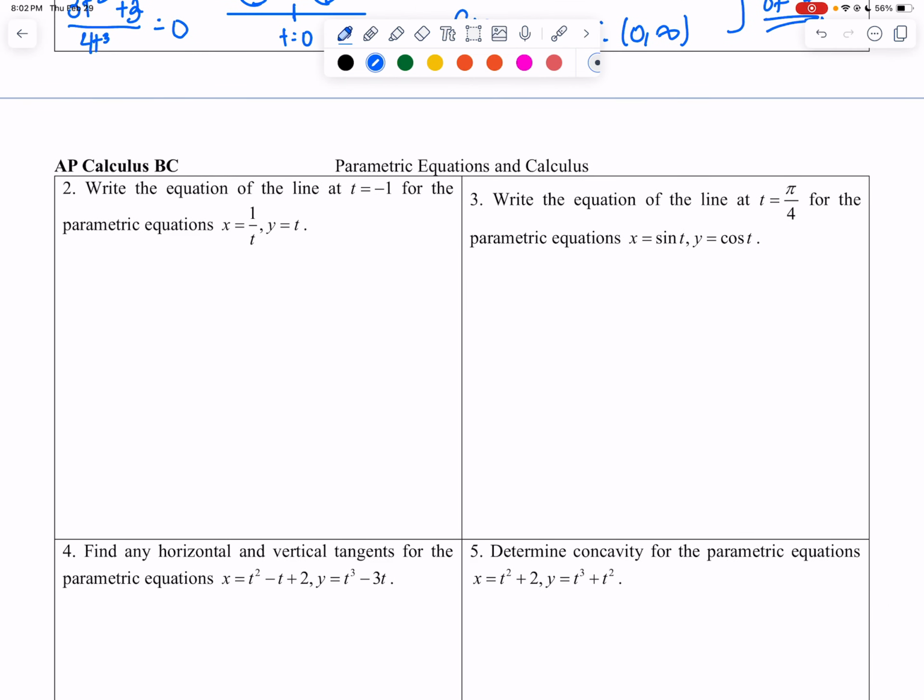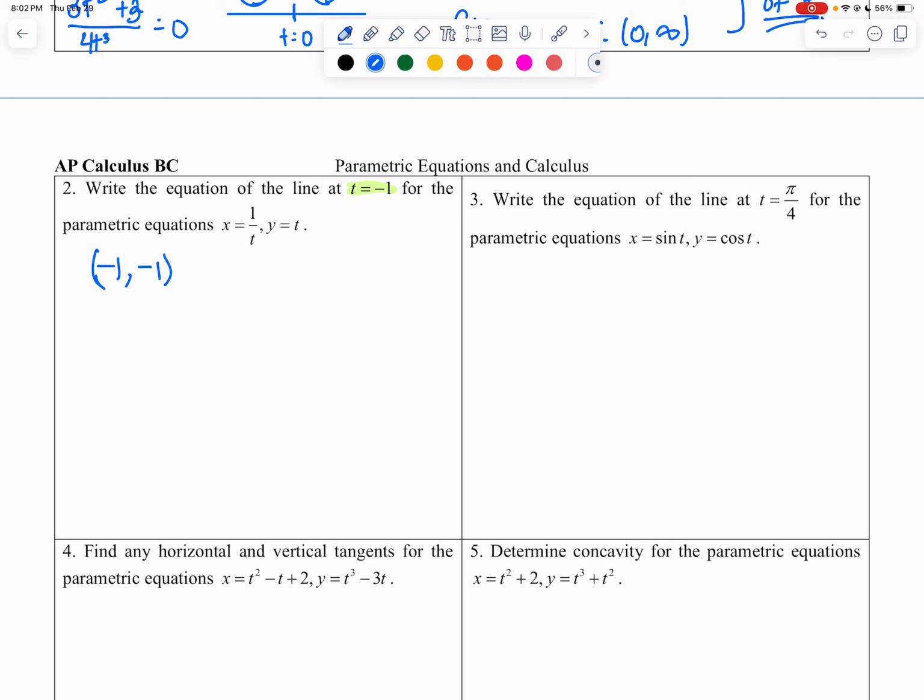Number 2, so let's write the equation of the tangent line at t equals -1 for the parametric equations x equals 1 over t and y equals t. Well, we kind of need to figure out what the coordinates are at t equals -1. So what I'm going to do is, of course, just plug in -1 for x and y to get my rectangular coordinate. If I were to plug in -1, that's going to be -1 over 1, which is just -1. And if this is t and t is -1, then I'm also going to get -1. So that's my point, my first step.